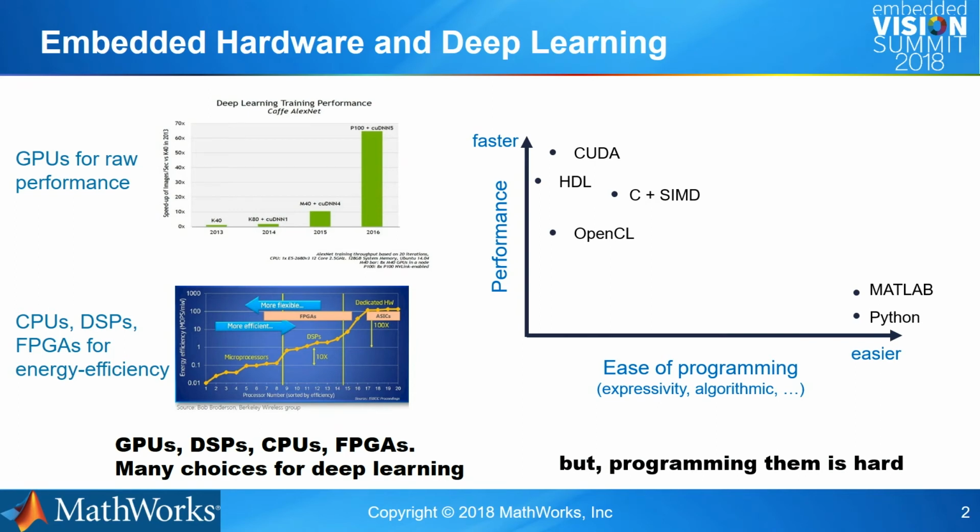If you want to get really good performance, usually you would have to deal with languages like HDL, CUDA, SIMD, and whatnot. And it's hard to program. It's not very easy. On the other hand, you can write your applications in MATLAB or Python, but may not get the best performance. So what compilers do is give you a route from these high-level languages to hardware-specific languages. I'm going to talk about a bunch of code generation tools that we created to enable this path from MATLAB to different hardware platforms.